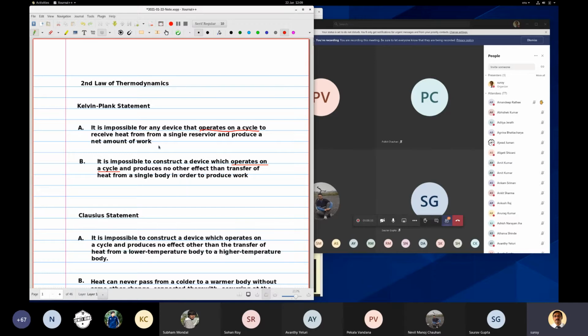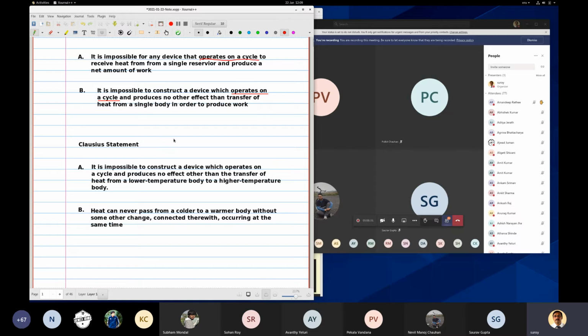Now, what is the Clausius statement? Another statement of the second law. Here it talks about whether a cyclic process is feasible or not. It's talking about feasibility. The Clausius statement: it is impossible to construct a device which operates on a cycle and produces no effect other than the transfer of heat from a lower temperature body to a higher temperature body.